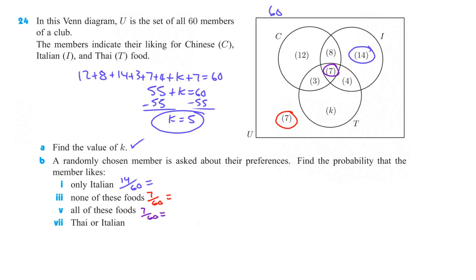And then how many of them, excuse me, like either Thai or Italian? So these 4 people like Thai and Italian. These 7 people like all 3. But since it says Thai or Italian, that means we've got to get anybody that's in either of those 2 circles. So probably the easiest way to do this is cross out all the people that aren't in there. It's just those 2 groups that don't like Thai or Italian. So if we take 7 plus 12, that's 19. So all but 19 like Thai or Italian. So if we do 60 minus 19, that gives us 41. So this one should be 41 out of 60. Okay? And now we can go through and calculate all these answers.